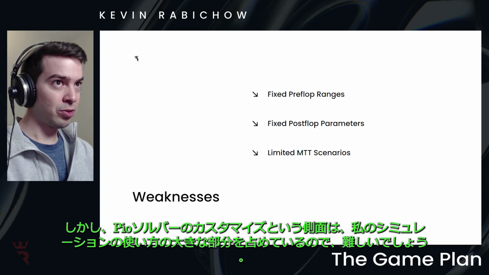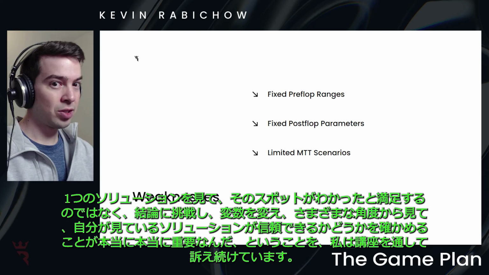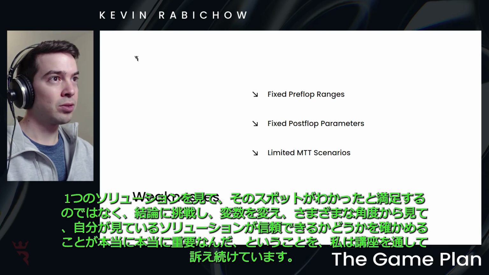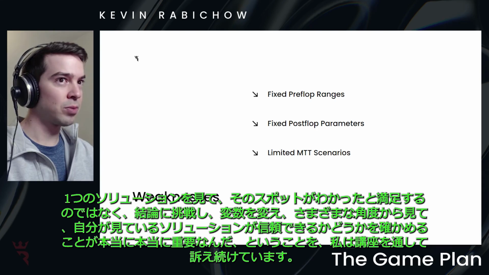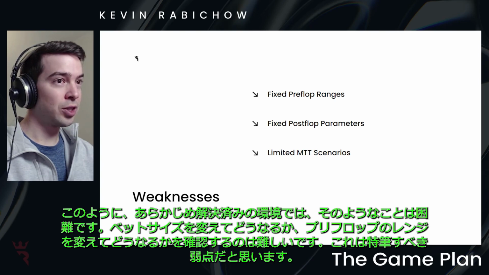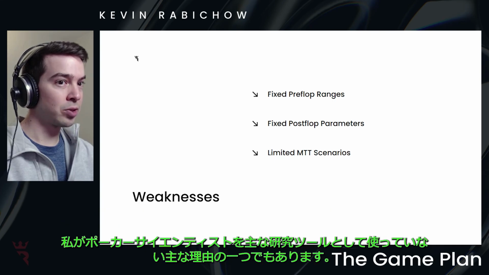A big part of how I use simulations, and I'm just going to continue to harp on this throughout the course, is that it's important not to just look at one solution and be satisfied that you know the spot. It's really, really important that you challenge your conclusions, that you change variables, that you look at it from different angles to make sure that the solution you're seeing is reliable. So that's harder to do in this pre-solved environment. It's harder to change bet sizes and see what would happen, to change preflop ranges and see what would happen. And I do think that's a noteworthy weakness, and one of the main reasons why I don't use it as my primary study tool.